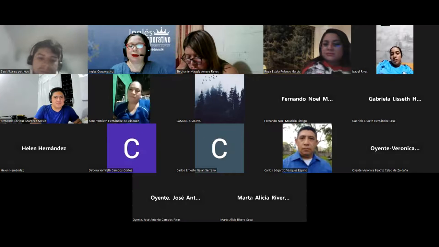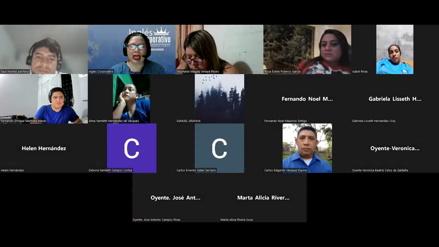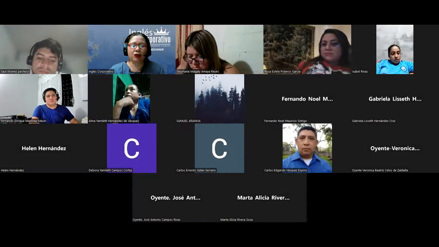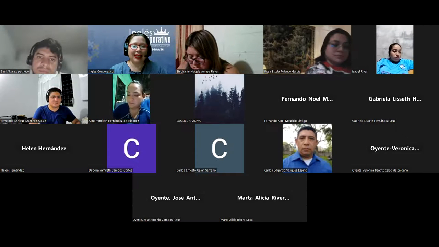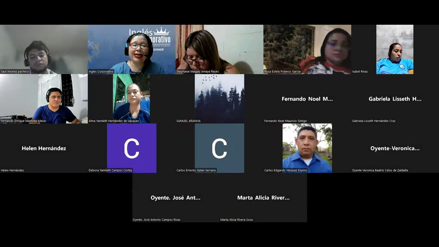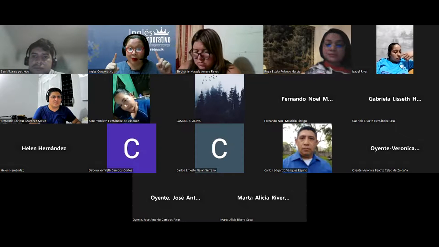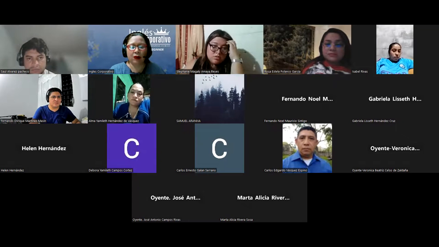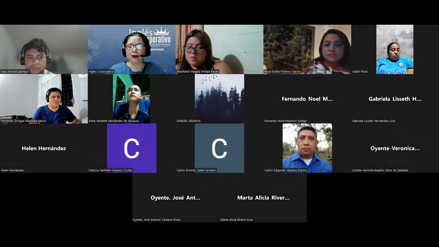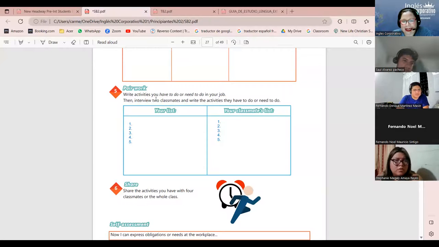So in the manual, we have two boxes over there. Things that we have to do and things that we have scheduled, all right? So we are going to the breakout rooms and you have to make a list of your activities that you can have in your agenda. Maybe because of your job position, your responsibilities, like obligations, like have to and need to. Remember, have to and need to. So allow me just to share the screen with you and let's look at the manual, right? Here we are. We will write activities you have to do or need to do in your job, all right? But you have to ask one classmate what activities he or she has to do, okay? So you make the list and then you will come back and share with the class your activities and his or her activities.